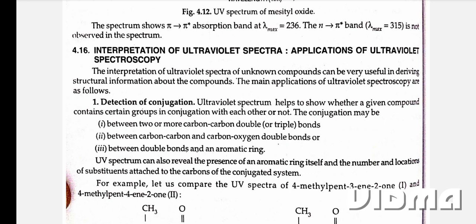Interpretation of ultraviolet spectra. Applications of ultraviolet spectroscopy. The interpretation of ultraviolet spectra of unknown compounds can be very useful in deriving structural information about the compounds. The main applications of ultraviolet spectroscopy are as follows. Detection of conjugation. Ultraviolet spectrum helps to show whether a given compound contains certain groups in conjugation with each other or not. The conjugation may be between two or more carbon-carbon double bonds, between carbon-carbon and carbon-oxygen double bonds, or between double bonds and an aromatic ring.